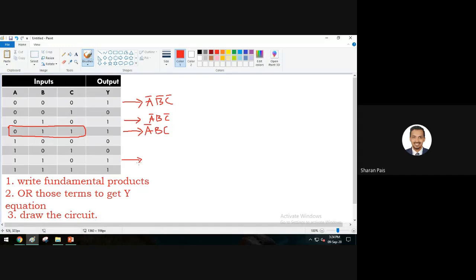So what about this one? Nayana MS. What about 110? Manisha. Yes, sir. So 110. How can I write the fundamental product for this? A, B, C bar. Correct. A, B, C bar. And the last one is A, B, C.